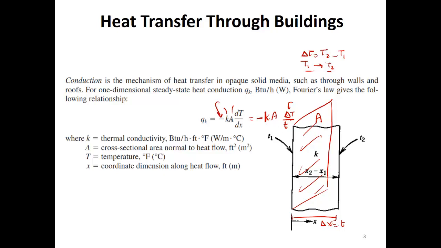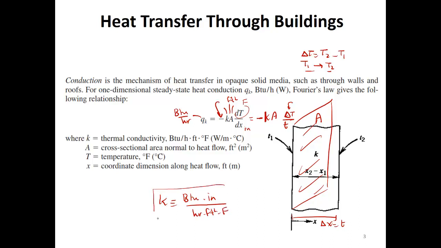The same we can do unit-wise. This will be in BTU per hour. This one, degrees Fahrenheit. Here we have inch or feet, and this will be foot square. So if you keep this in inch, you don't cancel these two. You're going to have K as BTU inch per hour foot square Fahrenheit.